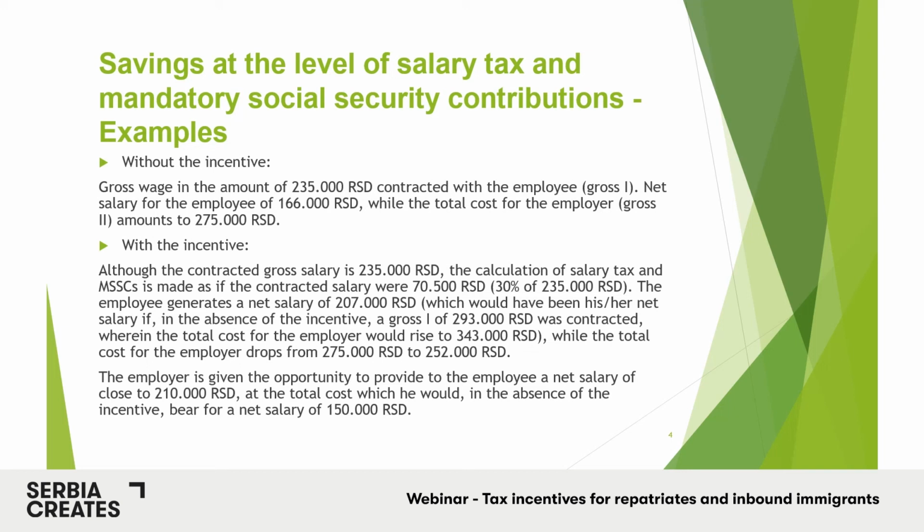instead of 235,000. This will enable you to provide your employee, at the same gross salary of 235,000 dinars, a net salary of 207,000 dinars, which is, as you can see, an increase of more than 40,000 in comparison to the net salary without the incentive, while your total cost would drop from 275,000 dinars to 252,000 dinars. So basically, you are getting the best of two worlds.